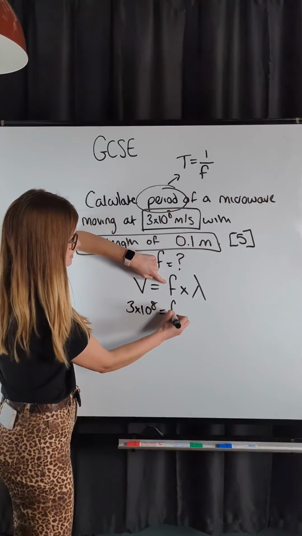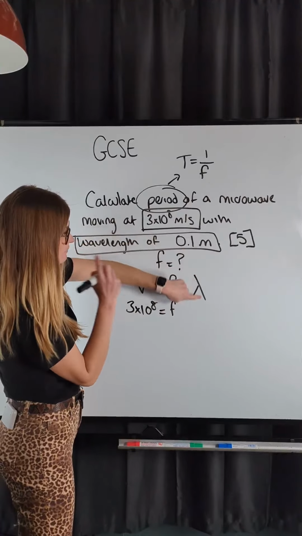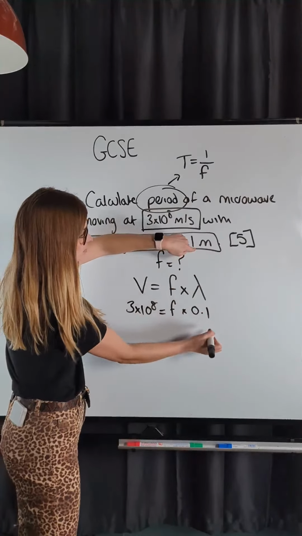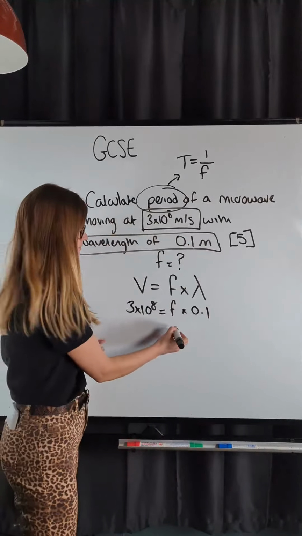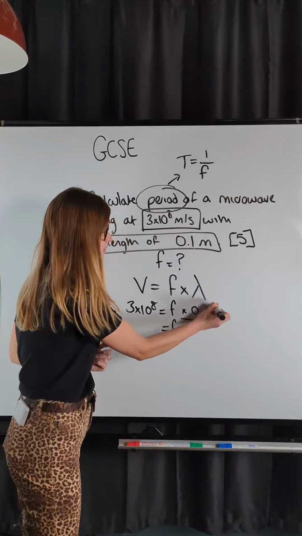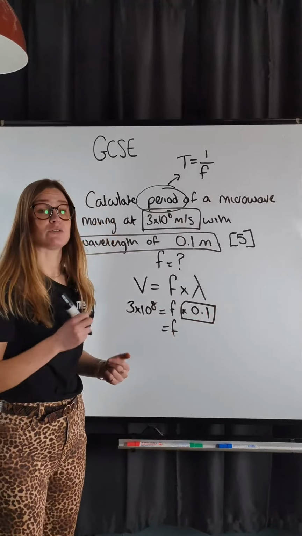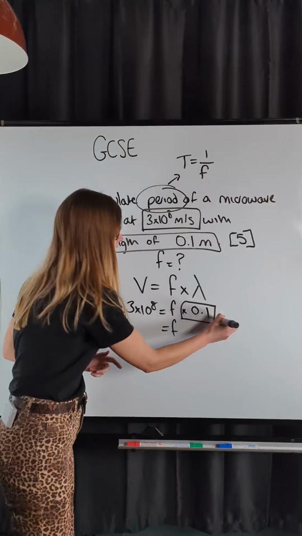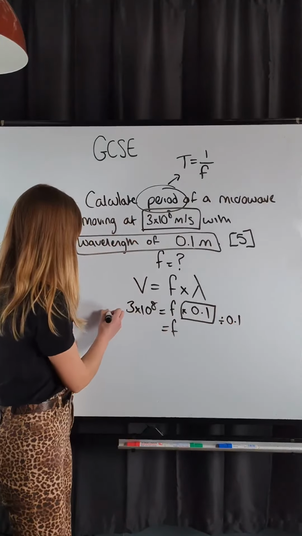I don't know the frequency, but I do know the wavelength. So instead of the wavelength symbol, I'm going to write the number 0.1. And I think, how do I get frequency? If I want to get frequency, I need to get rid of this multiplied by 0.1. To get rid of something, you do the opposite. The opposite of multiplying is dividing. And what we do to one side, we have to do to the other.